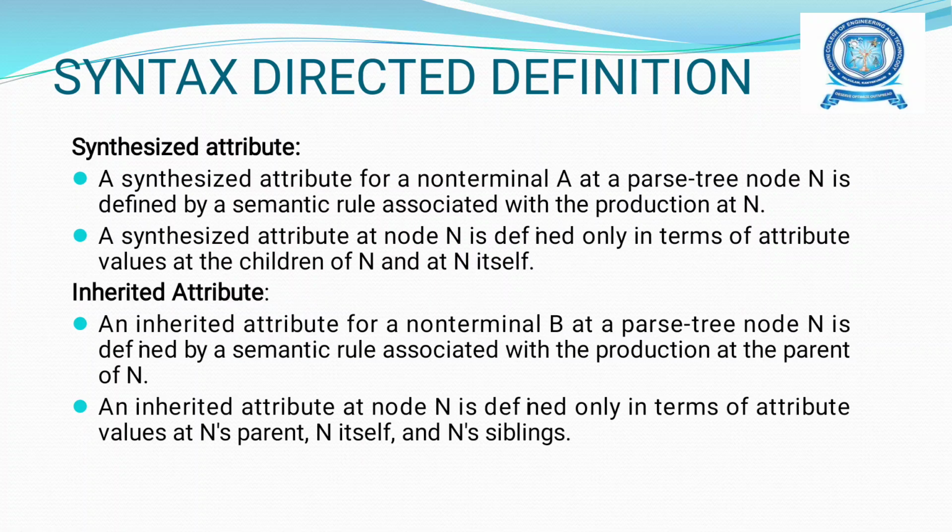For the evaluation of the expressions we use a value attribute. For the data type we use a type attribute of that symbol. So here there are two types of attributes: synthesized attributes and inherited attributes. A synthesized attribute for a non-terminal A at the parse node N is defined by the semantic rule associated with the production at N. So here the synthesized attribute at the node N is defined only in terms of attribute values at the children of N and at N itself.